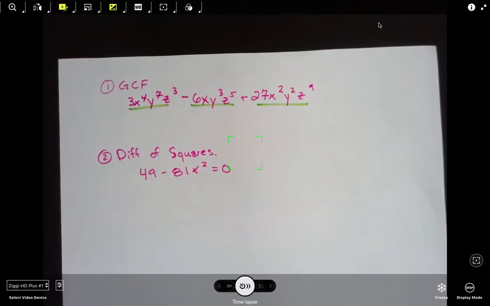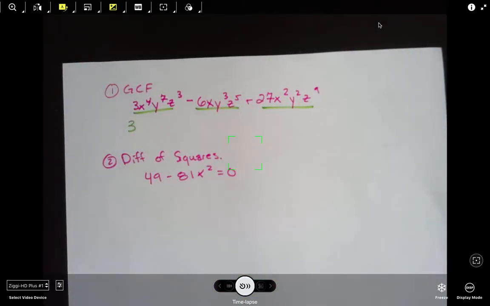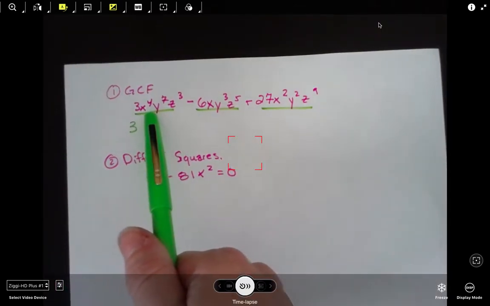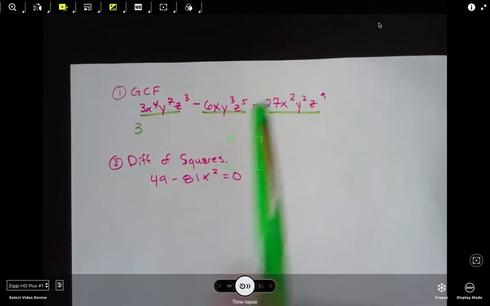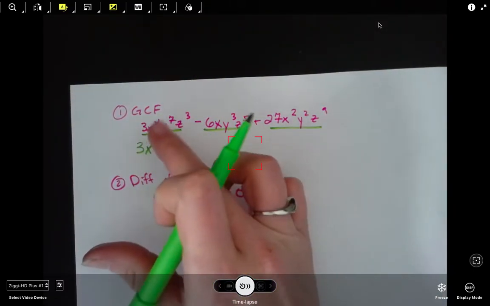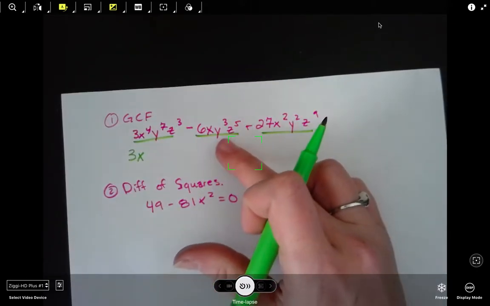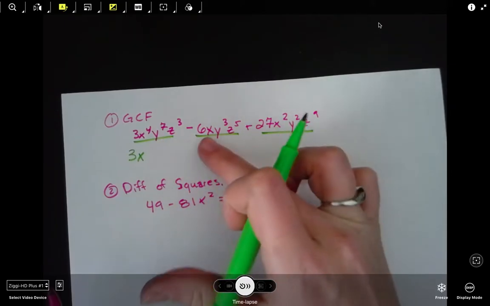So start first with the number that you have. I have 3, 6, and 27. What number goes into all 3 of them? 3. So I'm going to pull a 3 out. Now the x's. I have 4 x's here, an x here, and 2 x's there. How many x's can I pull out? Just one. This one has 4 to give me, but if this one only has 1, I can only take 1 out. Y's. I have 7 here, 3 here, and 2 here.